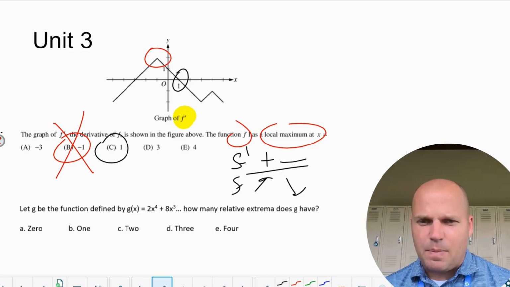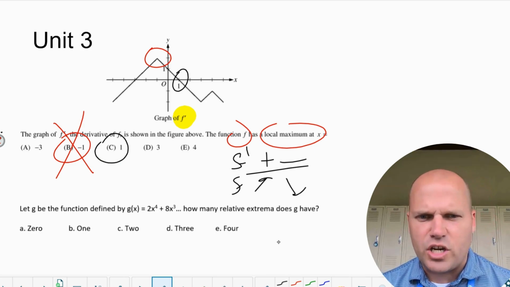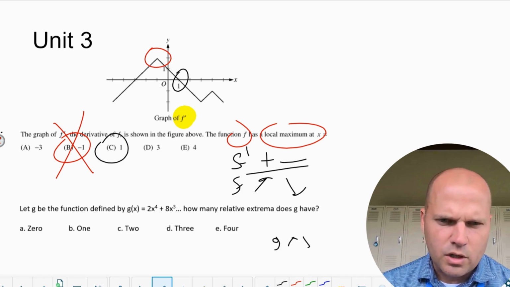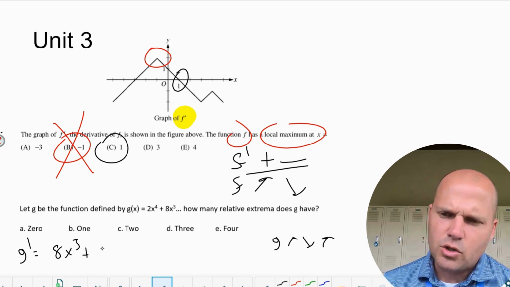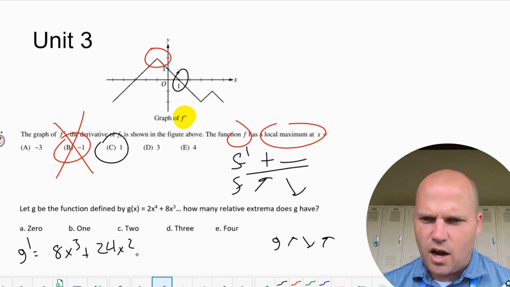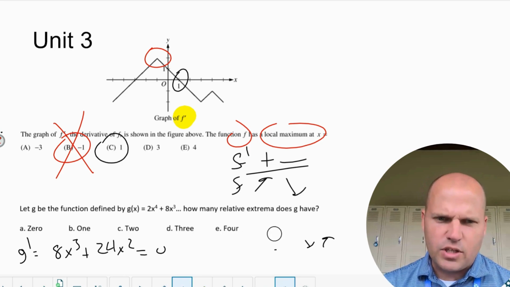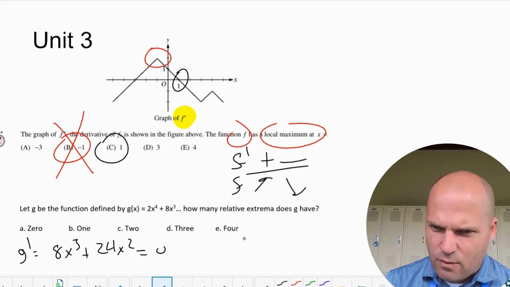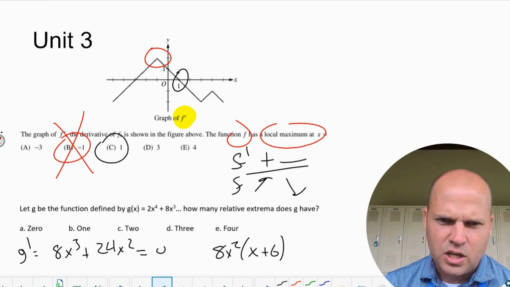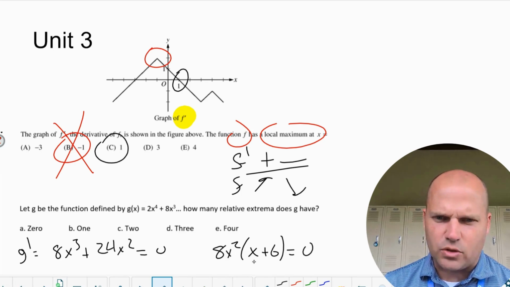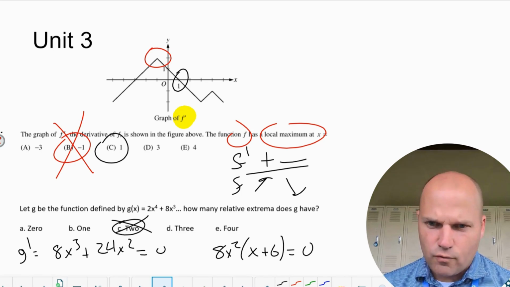The other question a lot of people get wrong, how many relative extrema does G have? Okay, extrema, that's when G has a max or a min. We got to look at the signs of G prime. So you look at G prime, 8x cubed plus 24x squared, and you're like, oh, cool, set that equal to 0. And we have 8x squared times x plus 6. And you're like, cool, x equals 0, x equals negative 6. I have 2. You're wrong.